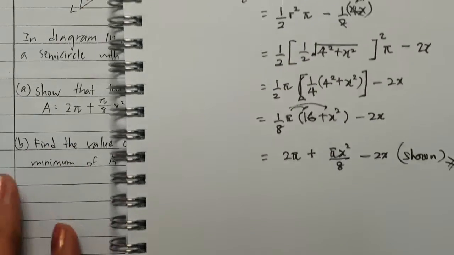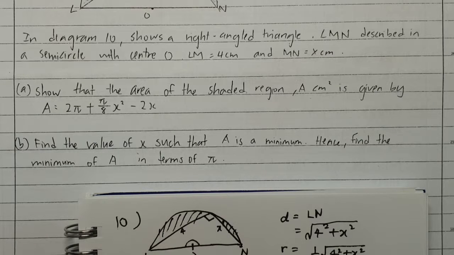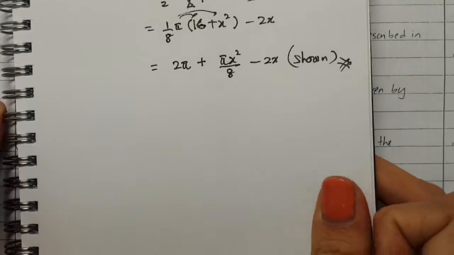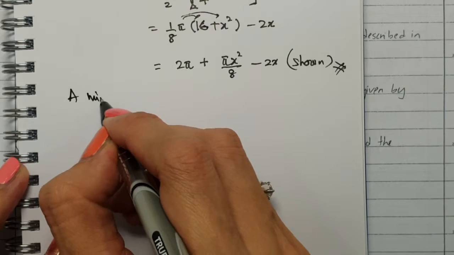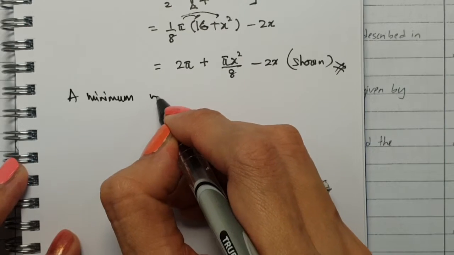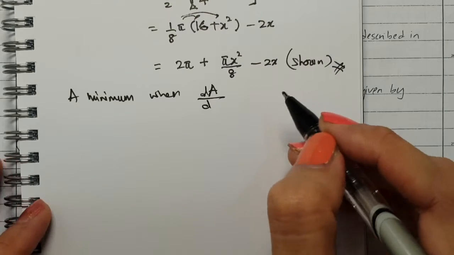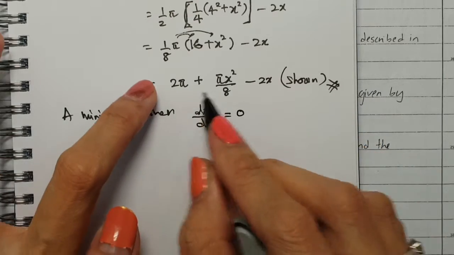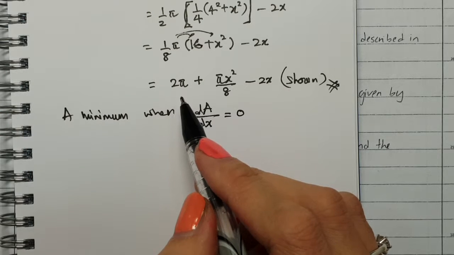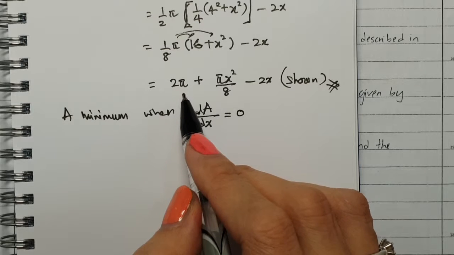Now, next part, we have to find the value of x such that A is minimum and find the minimum of A in terms of pi. So when you see the keyword A is minimum, we use the differentiation concept. We differentiate A with respect to the variable. In this case, A is written in terms of x, so dA/dx equals 0. Now pi has no variable, it's a constant over here. So after we differentiate, it's 0.